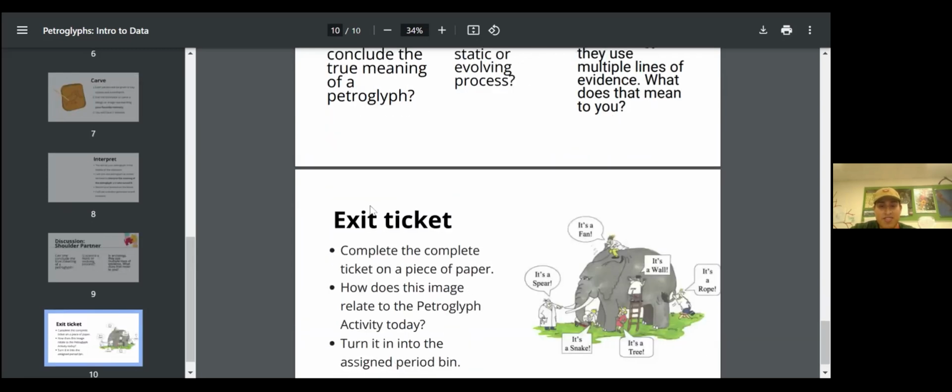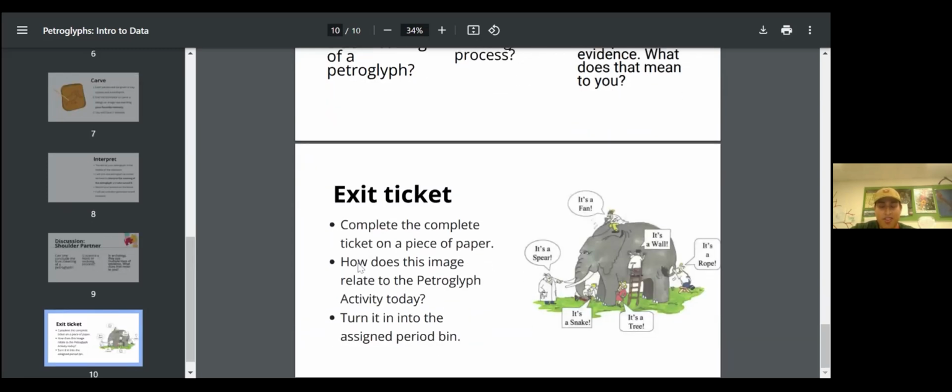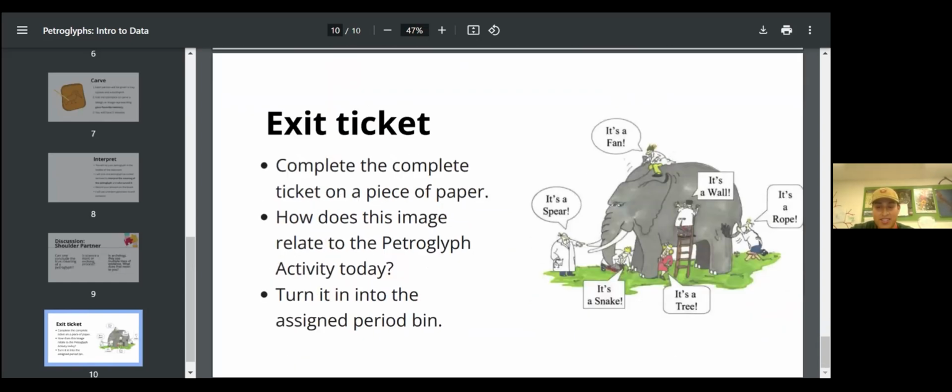So then lastly was this exit ticket. This is from during the summer. I really love the elephant. So they had this elephant, and first, I gave them scaffolding. I was like, okay, so what is it? Why are they a group of scientists? What does this mean? And after that, I had them do the activity, the exit ticket.